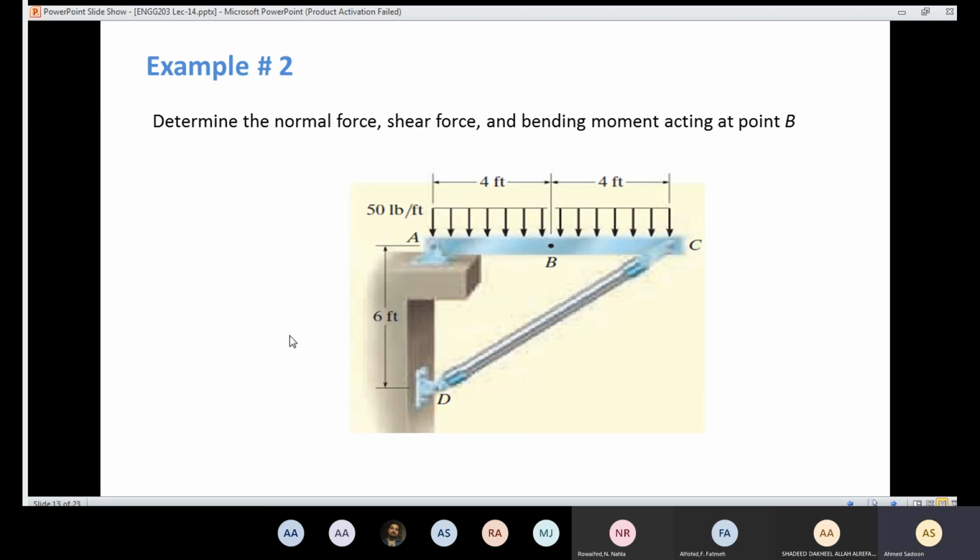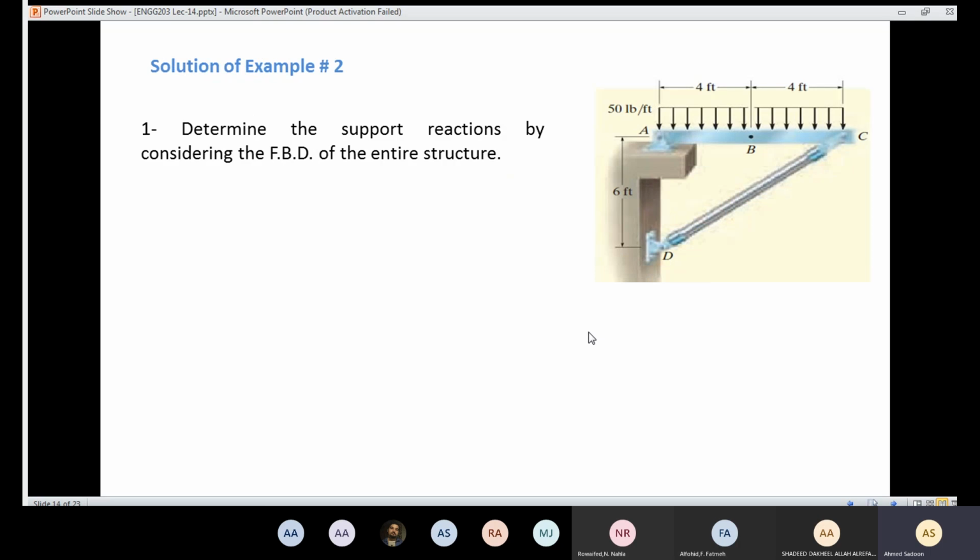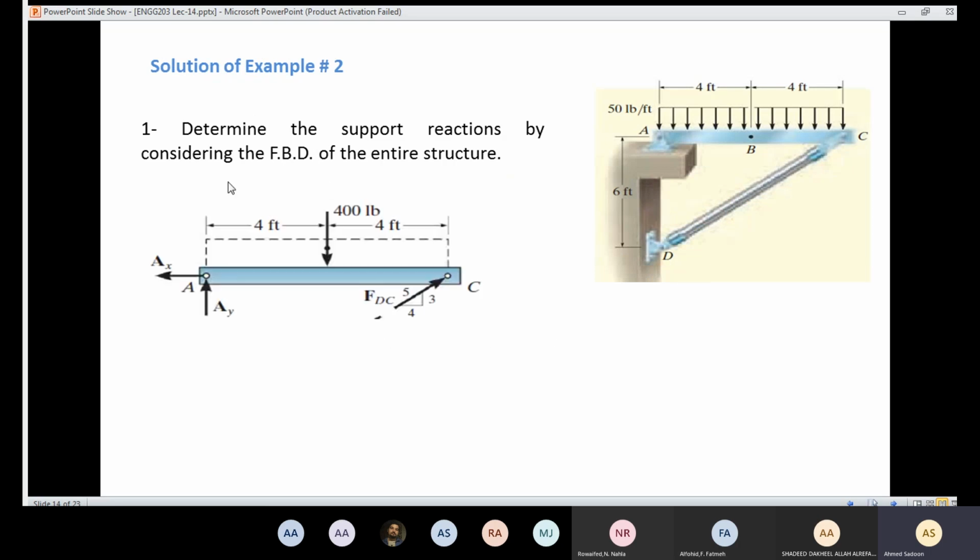So in order to do that, the first step that needs to be done is to calculate the reactions. In order to calculate the reactions, we need to draw the free body diagram. So in this example, again, we need to determine the internal forces at point B. The first step is to calculate the reaction for that beam here. So we need to determine the support reactions. We need to consider the free body diagram.